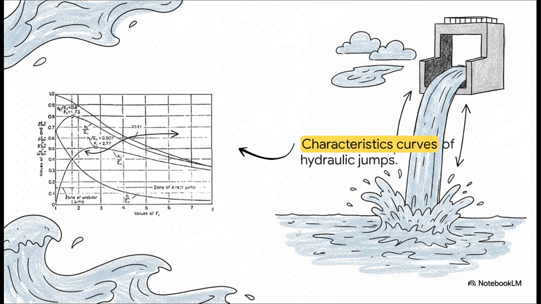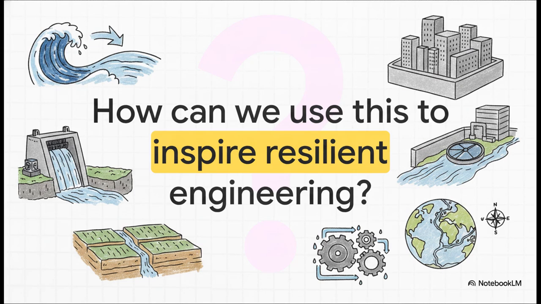By plotting these values, civil engineers can visually predict exactly how much destructive kinetic energy will be safely dissipated for any given flow condition. This is how they design spillways that perfectly match the demands of a river. It is truly amazing to think that something as chaotic and violent as rushing water can be mathematically predicted, controlled, and utilized. By turning extreme danger into a mechanism for safety, civil engineers master natural fluid dynamics to protect our cities, provide irrigation, and clean our water.